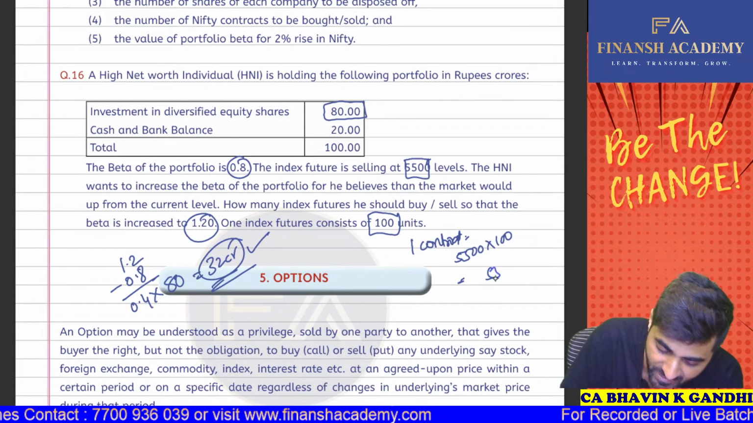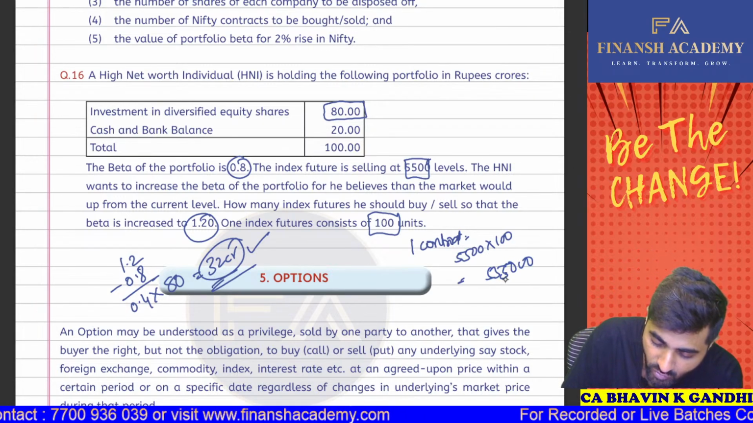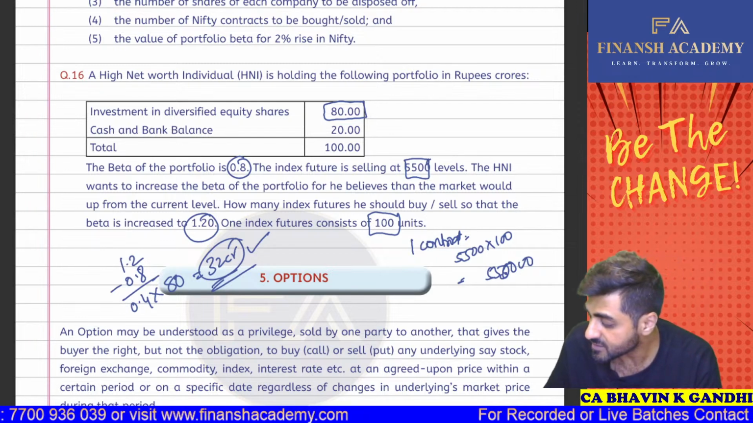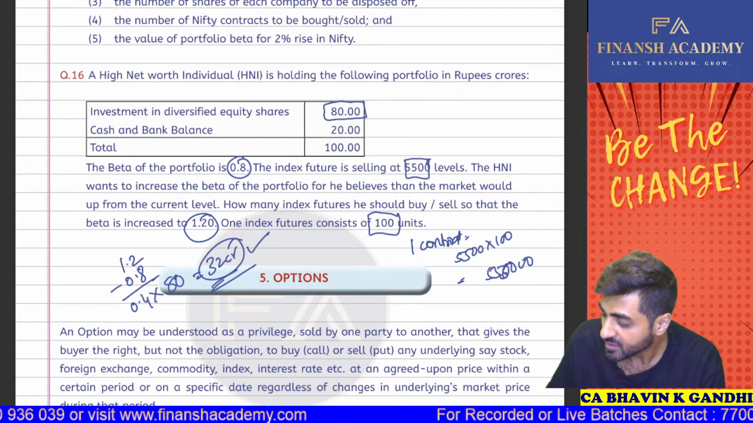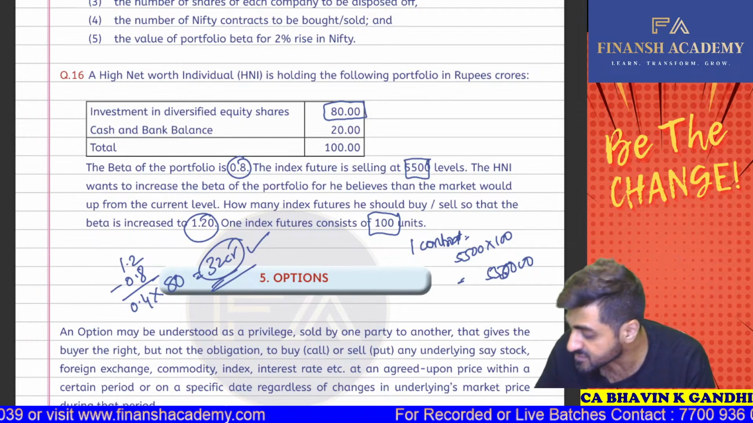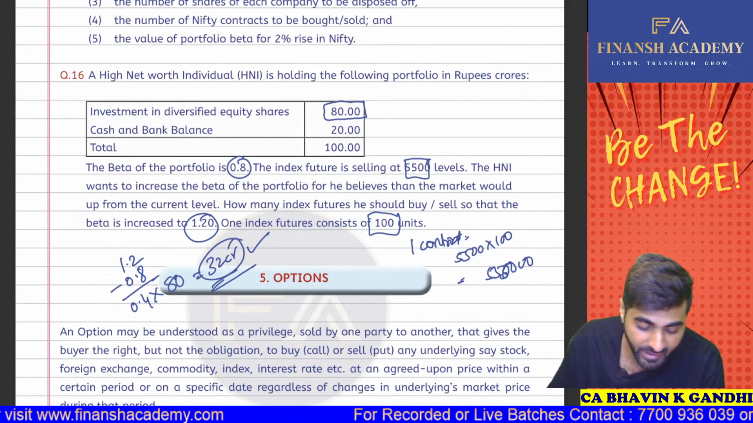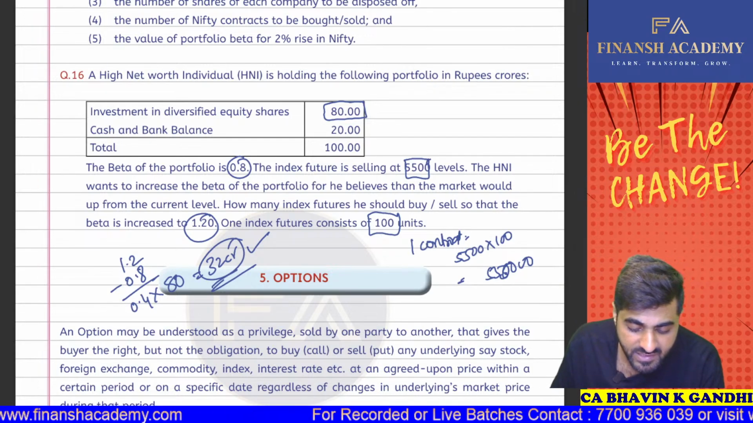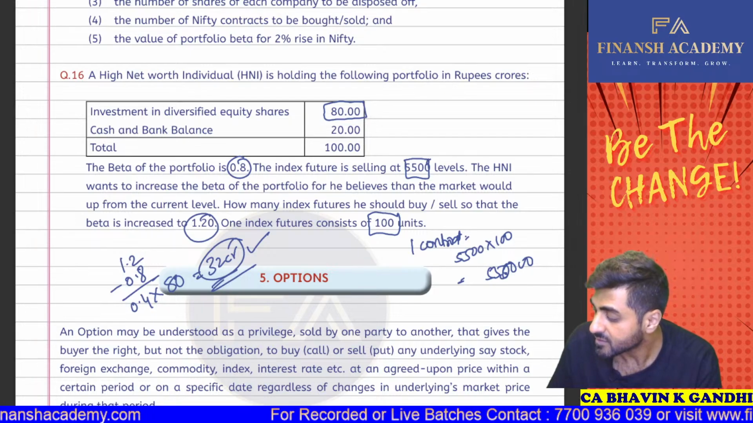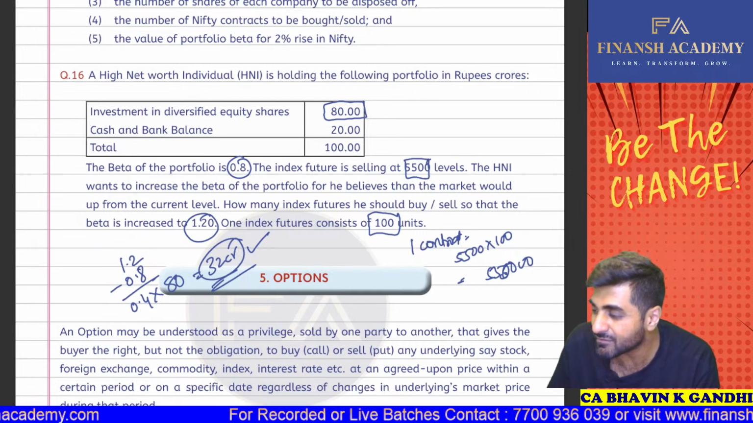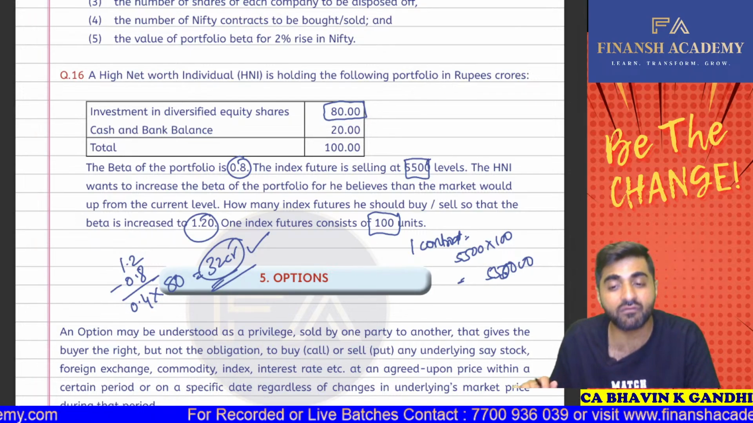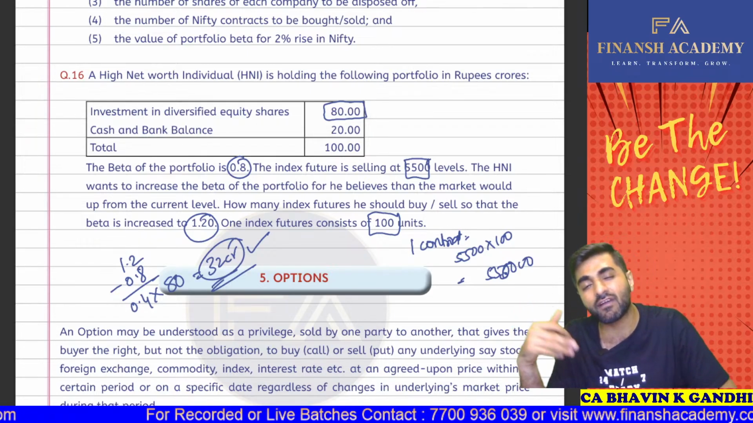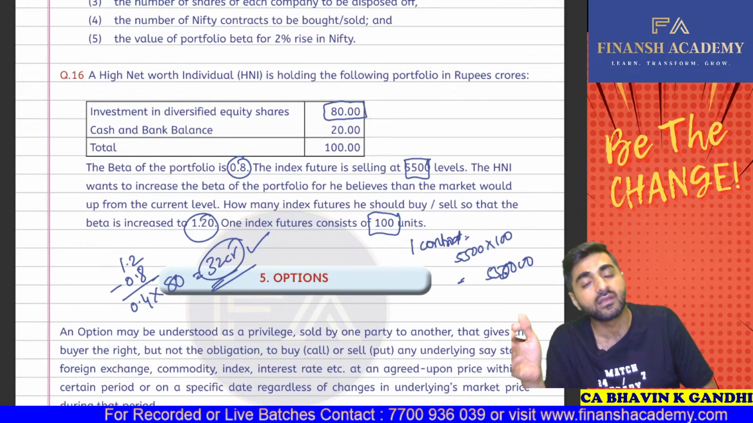That will be 5,50,000. So now I need to take 32 crores and divide that by 5,50,000. So ultimately we'll be left with 581.82 contracts. So these are the number of contracts which you should buy. Around 582 contracts you should buy.